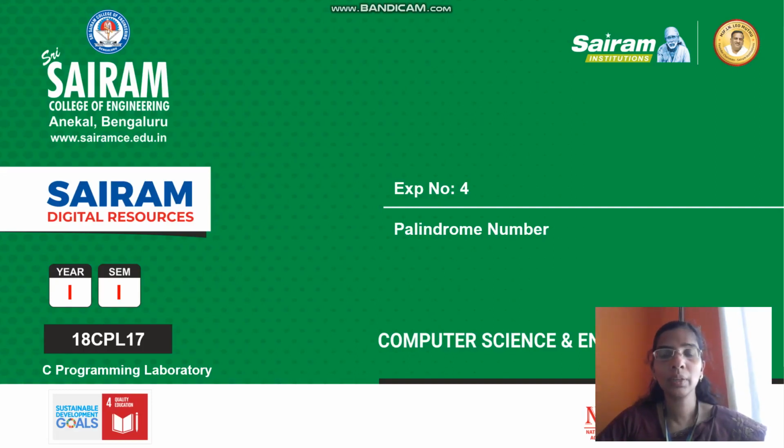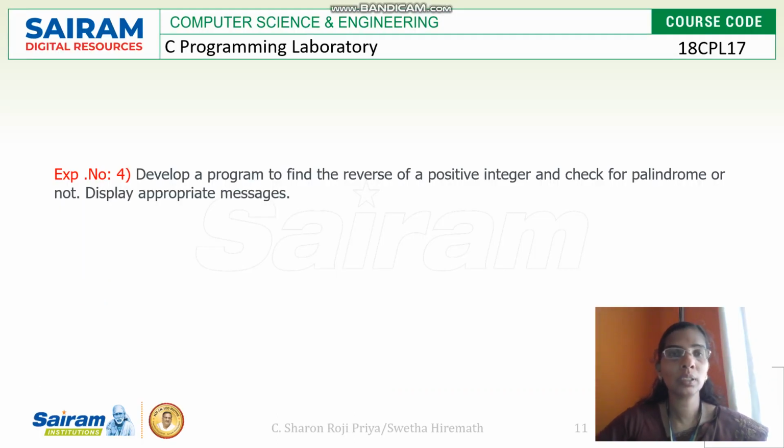Hi students, we'll discuss our fourth lab program, that is to check whether a given number is palindrome or not. The question is, you are supposed to develop a C program to find the reverse of a positive integer and to check for palindrome or not, and you are supposed to display the appropriate messages.